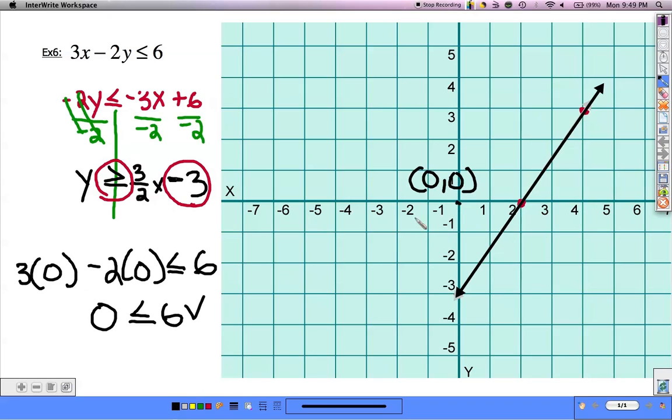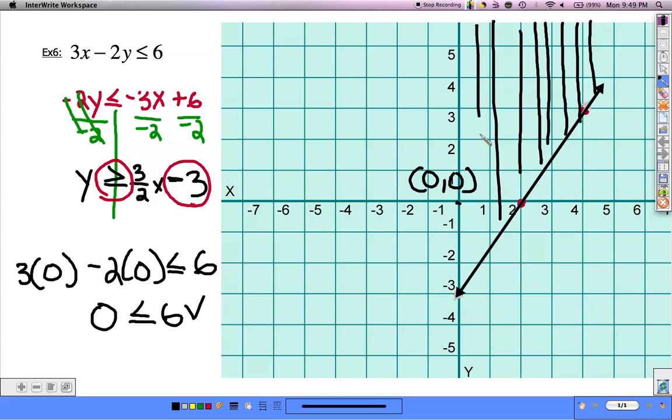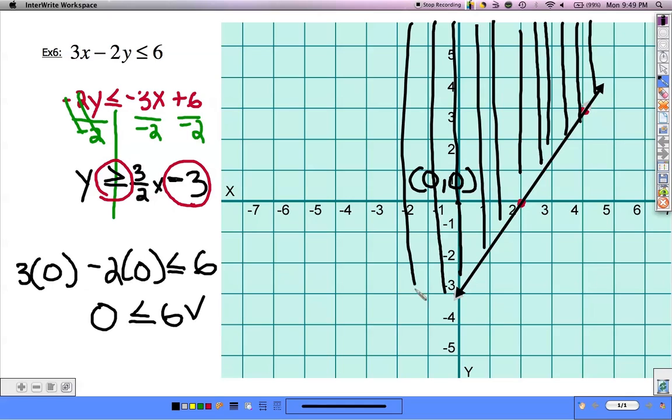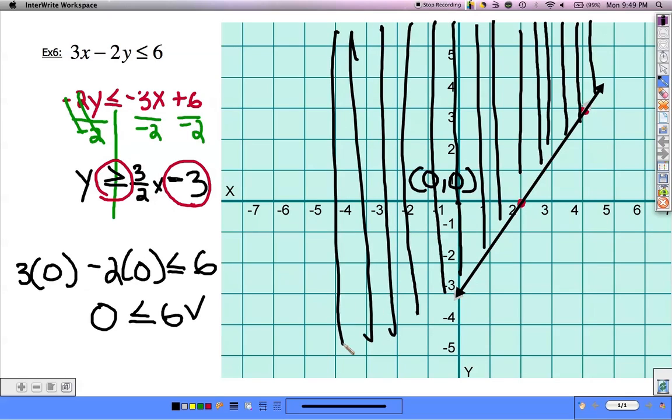So what we're going to do is just look at the side of the line that had the 0, 0, and just shade in that side of the line. And that's it.